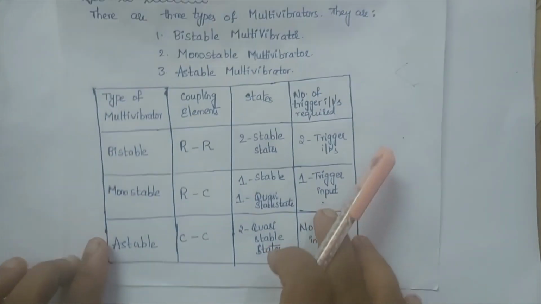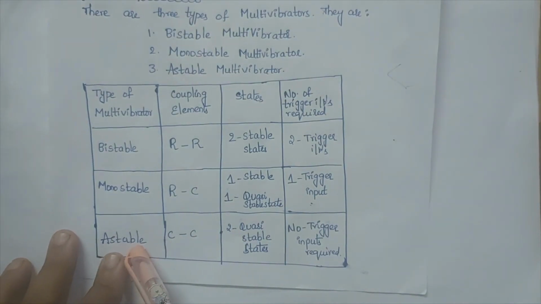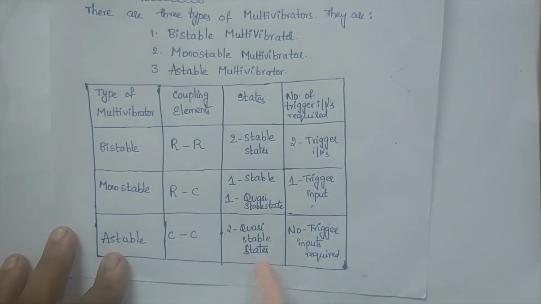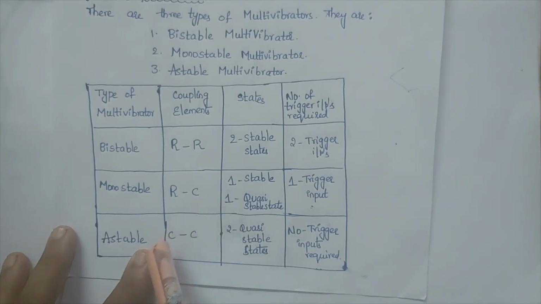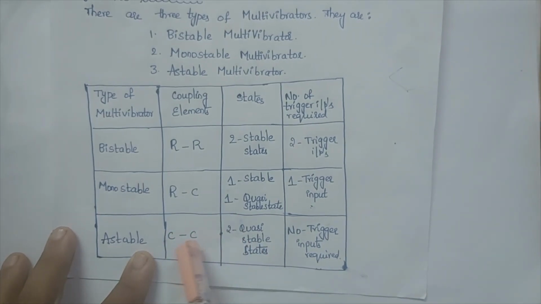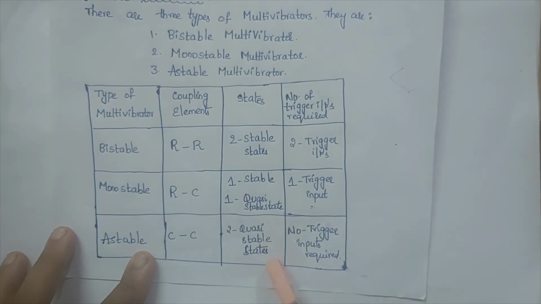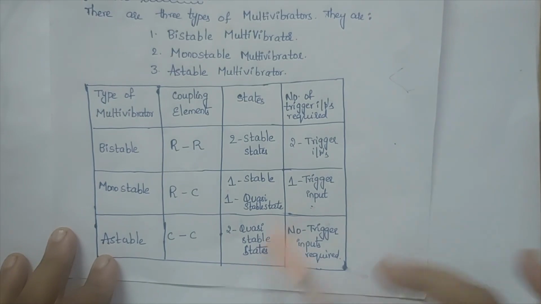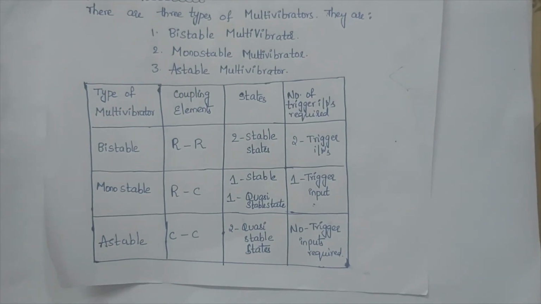And next one is the astable multivibrator. Astable, there will be no stable state. So there are only two states, and both are quasi-stable states here. Because both are quasi-stable states, we will have the coupling elements as capacitor and capacitor. There will be no trigger inputs required. Whenever the switch is on, it automatically changes its state from one quasi-stable state to another.